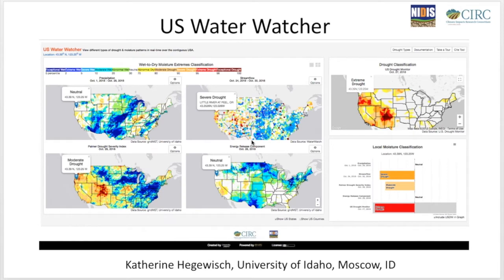Today I will be talking about a web tool that we developed at the University of Idaho called the U.S. Water Watcher. This tool is shown here to provide colorful maps of locations in the United States experiencing extreme wet or dry conditions. Within the tool, maps can be compared directly with the U.S. Drought Monitor maps, and for a point location, there is a summary over the metrics displayed in a bar chart.